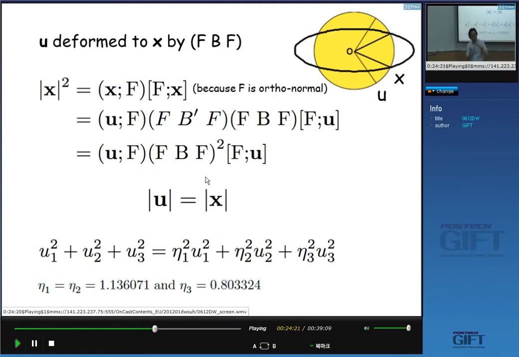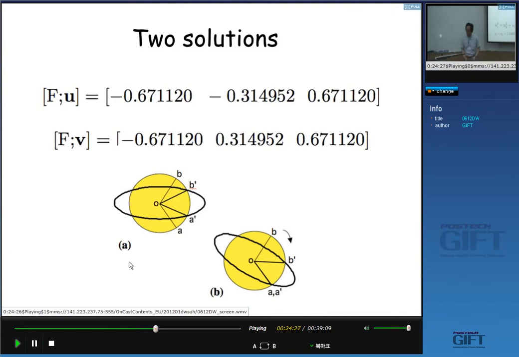With these values, we can get the vector U, the index of vector U. Actually, when you do the calculation, you will have two solutions because we have two options, this direction and this direction, right? So actually, you have two solutions.